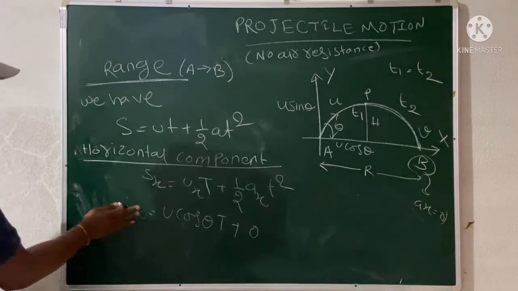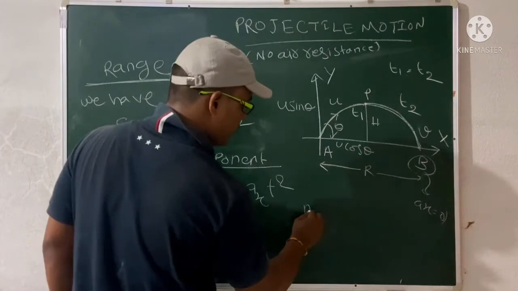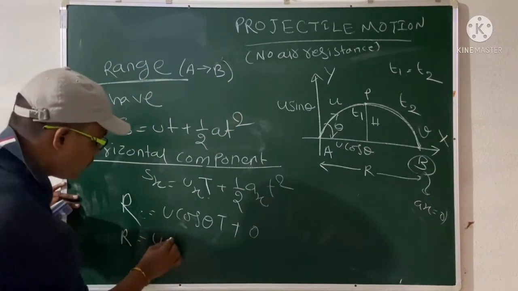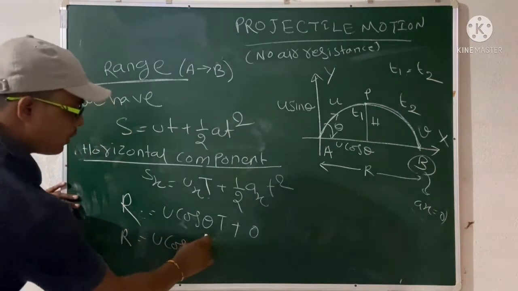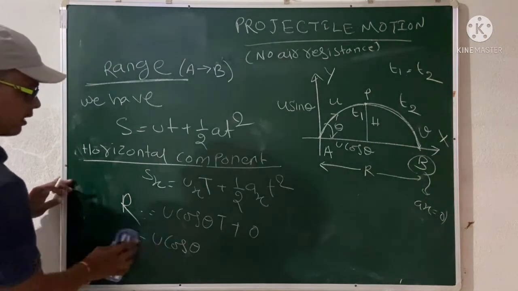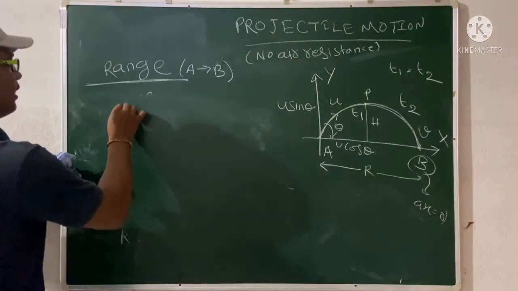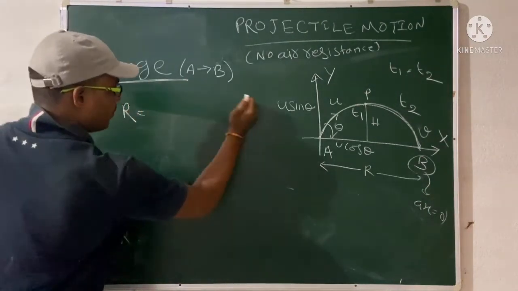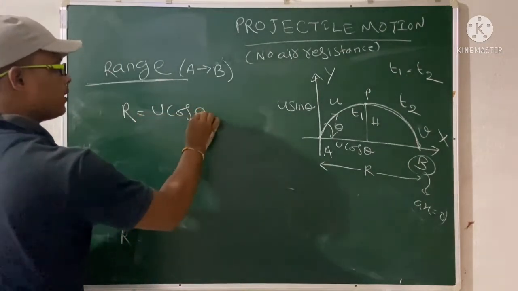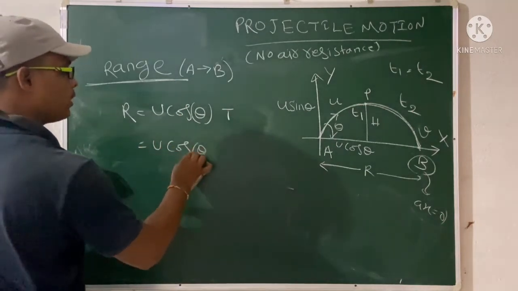So what is the Sx? Sx is our range, right? So what will be the range? Range equal to U cos theta into the total time of flight. So what is the total time of flight? I am repeating again. So we got the range as U cos theta into T. What is the T?